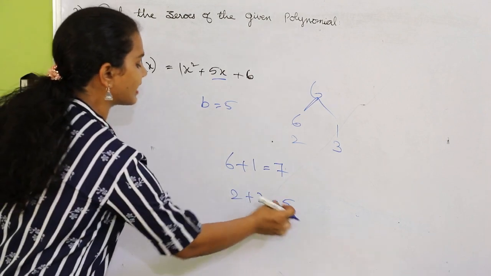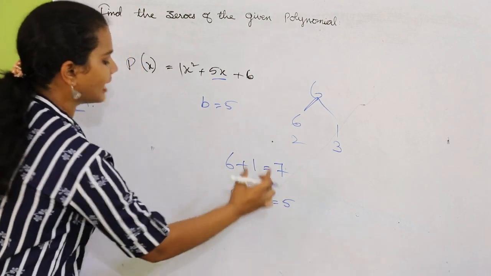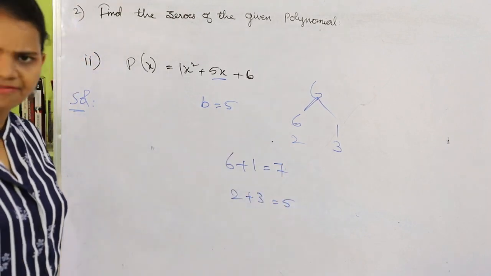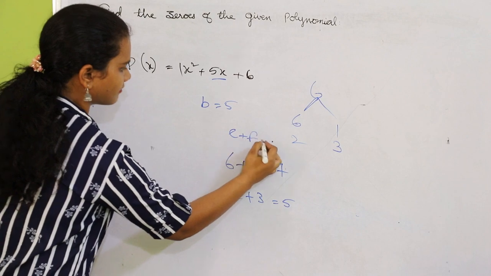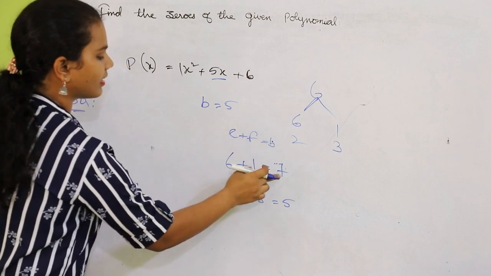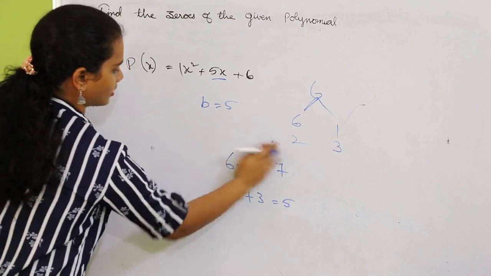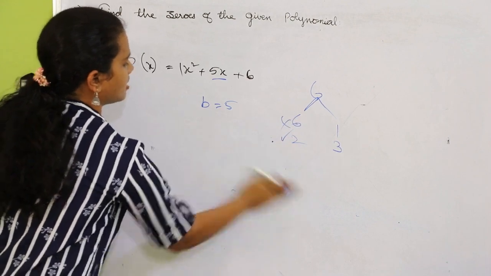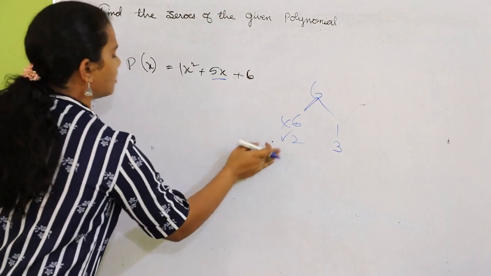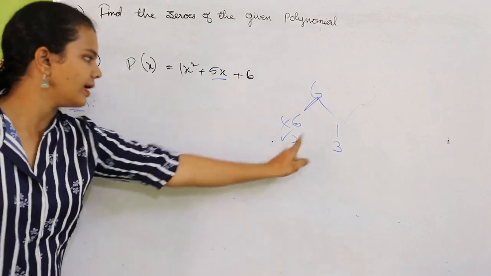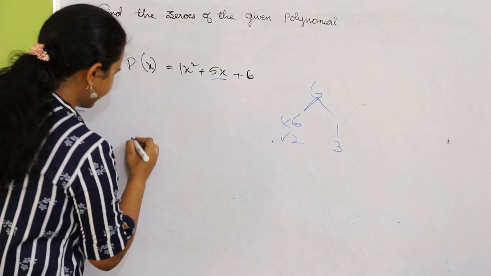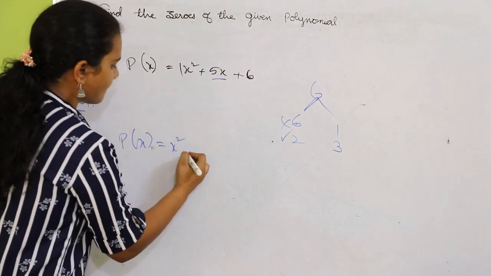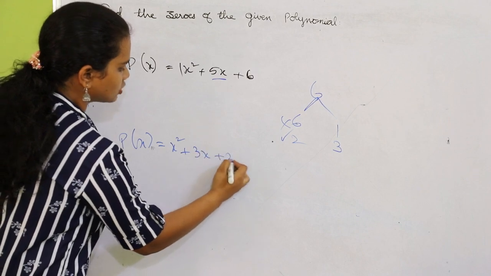So here what do I take? I will be taking only these two factors, because I got 5, where e plus f equals b. So what I have done, I have taken only the e plus f values. Don't take the first factors, but take the second factors. Now consider 2 and 3. Now again over here, p of x equals x square as it is plus 3x plus 2x.